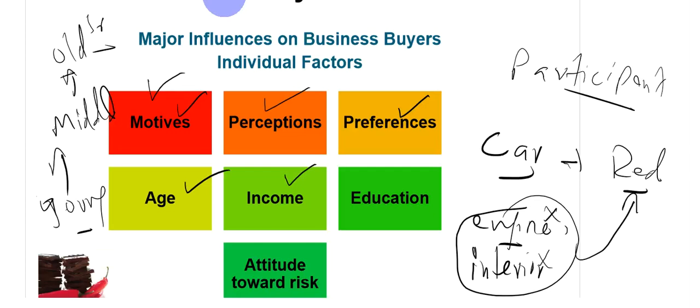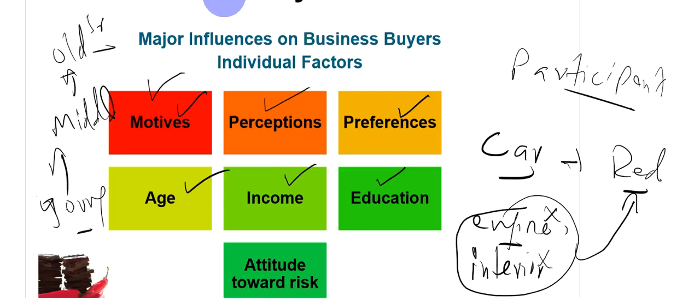Then income. If we have low income, then our decision will be different, and when we have high income, then our decisions will be different. Education definitely makes a difference in our normal routine and in our lives. Those who are educated are not equal to those who are not educated. If the decision making officer, individual, or participant is more educated, his decision will be different. And if he is less educated, then the decision of purchase will definitely be different.